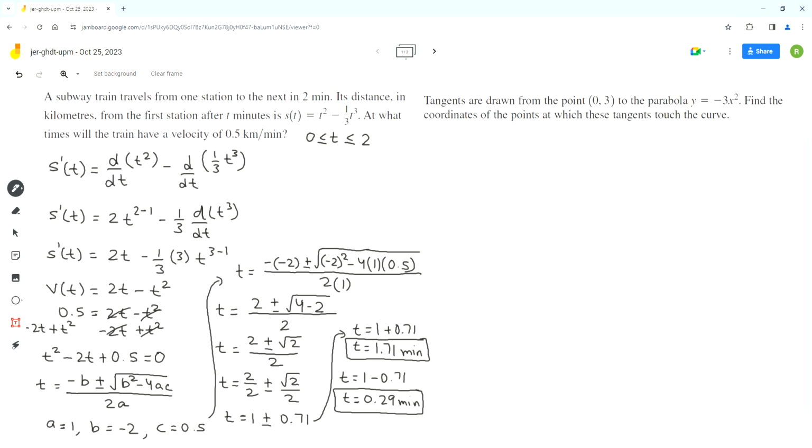So as per the second problem, tangents are drawn from the point (0, 3) to the parabola y equals negative 3x squared. So find the coordinates of the points at which these tangents touch the curve. Now for this problem, I can draw a sketch, just to help you get a visual understanding of what is going on in this problem.